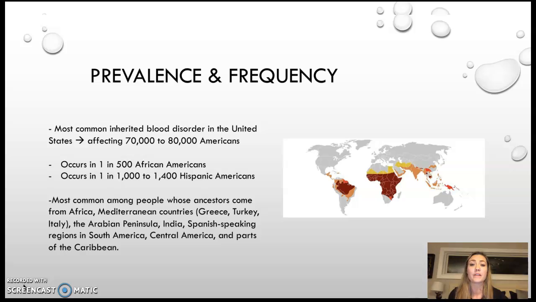Next, let's look at the prevalence and frequency of sickle cell anemia. So sickle cell disease affects millions of people worldwide. It is the most common inherited blood disorder in the United States, affecting 70 to 80,000 Americans. This disease is estimated to occur in 1 in 500 African Americans and 1 in 1,000 to 1,400 Hispanic Americans. It is most common among people whose ancestors come from Africa, Mediterranean countries such as Greece, Turkey, and Italy, the Arabian Peninsula, India, Spanish-speaking regions in South America, Central America, and parts of the Caribbean.